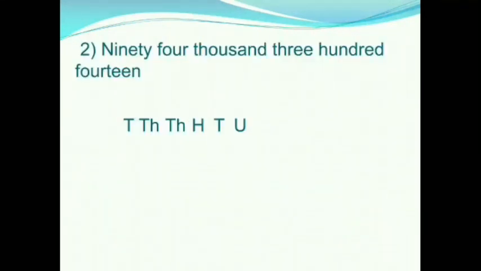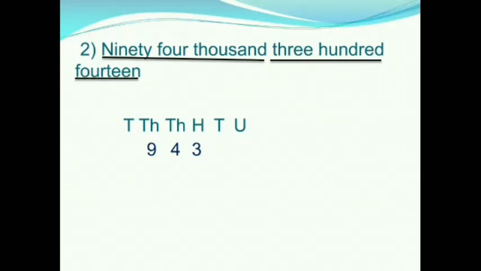So we will put comma after 6. Like this only we will solve the second one. First we will read the words: 94,314. Now we will go period wise. Here we have given 94,000. 94,000 will come in thousands period. 9 in 10,000s place. 4 in thousands place. Next we have 300. 300 will come in units period. 3 in hundreds place. Next we have 14. 14 will come in units period. 1 in tens place. 4 in units place.